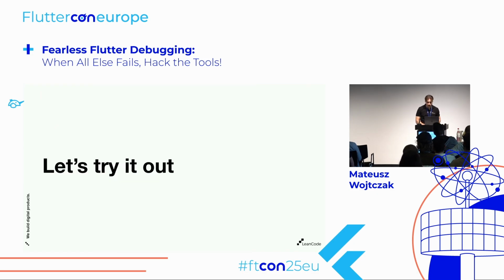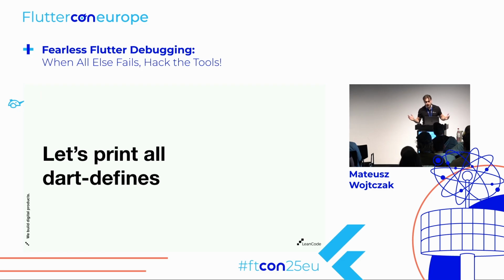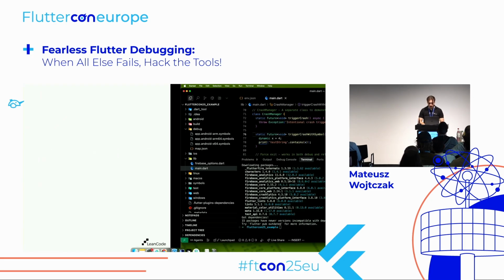All right, so let's try it out. Let's print all Dart defines. Let's change the Flutter tools so that we can see all the Dart defines printed every time we run the Flutter command. Maybe it will help us. This is some print debugging stuff, like we are out of ideas. Let's see what Flutter tools are seeing under the hood.